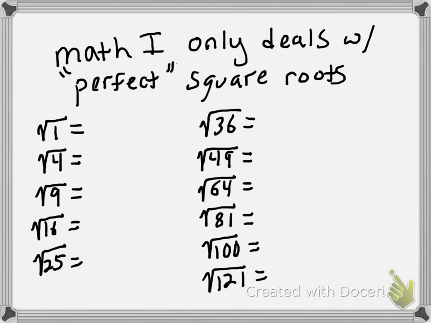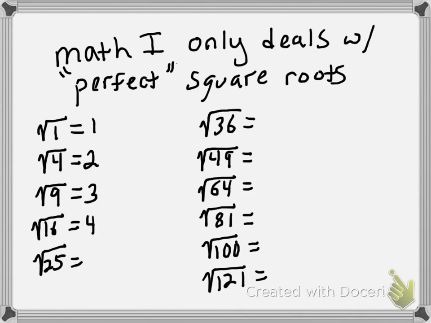Okay. So the nice thing, and why I was saying this is so much easier in Math 1 than in future courses, is you're only going to be dealing with what I call perfect square roots, where the square root comes out to a nice, pretty number. There's no leftovers, there's no decimals, there's nothing left under the radical. So, for example, the square root of 1 is just 1. The square root of 4 is 2. The square root of 9 is 3. The square root of 16 is 4.